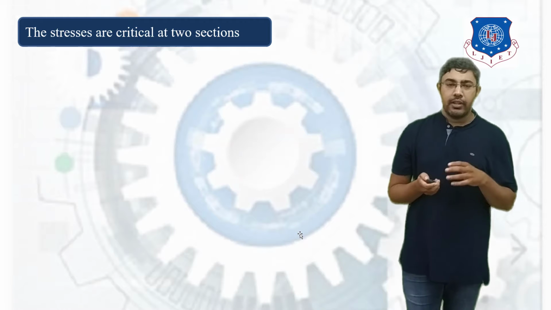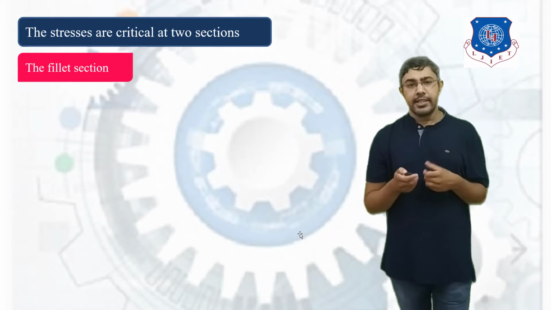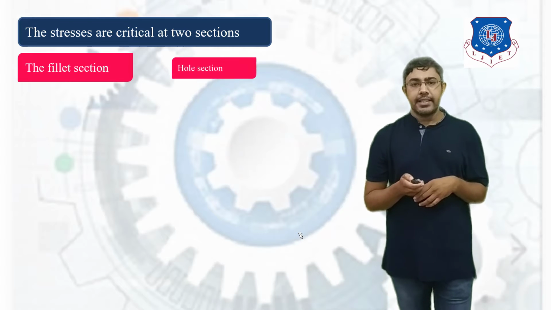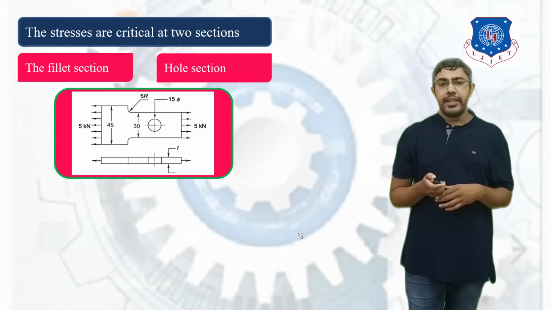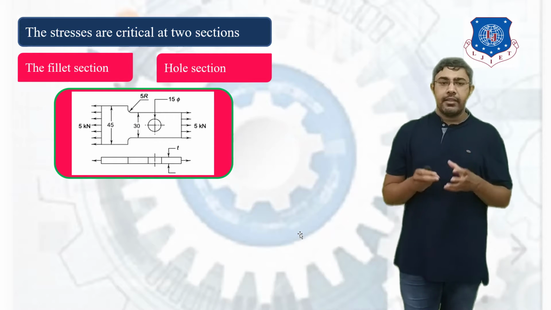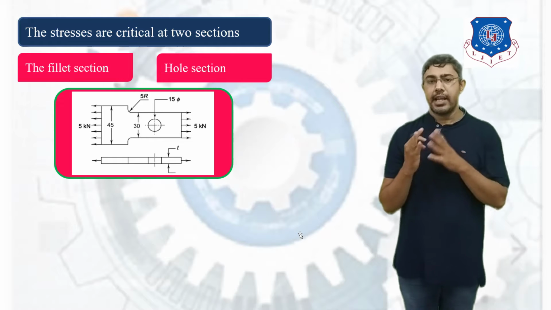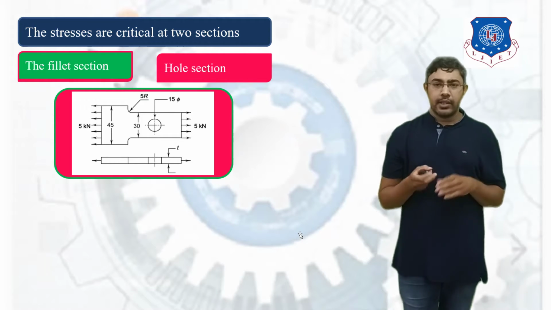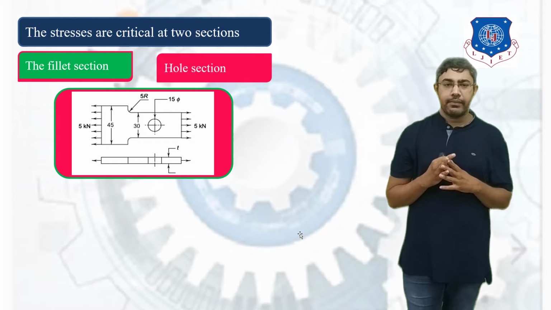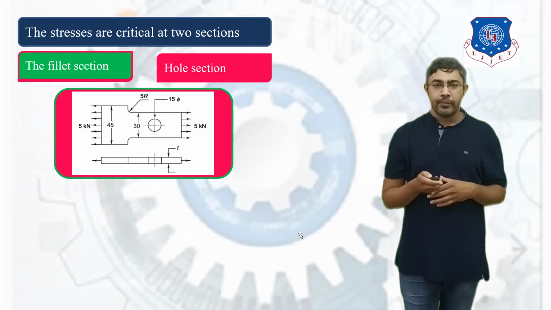Now, from the figure we know that stresses are critical at two sections: the fillet section and the hole section. According to the figure, stress concentration occurs at the fillet section and the hole section. So we have to calculate the stresses produced at the fillet section and the hole section. First is the fillet section.